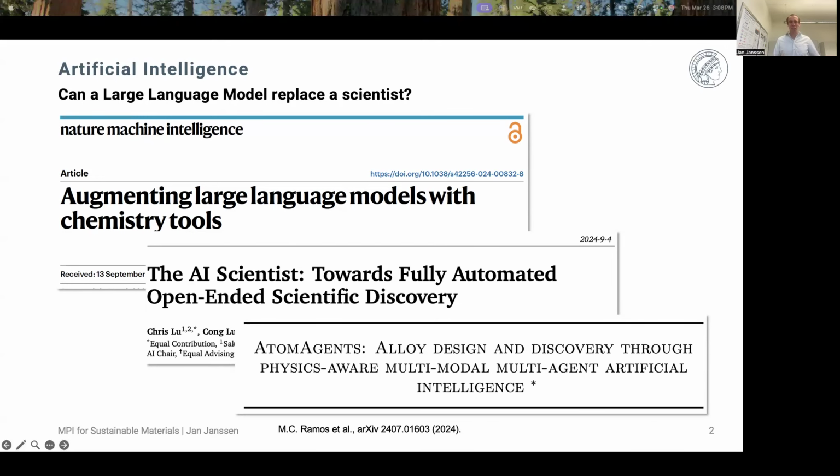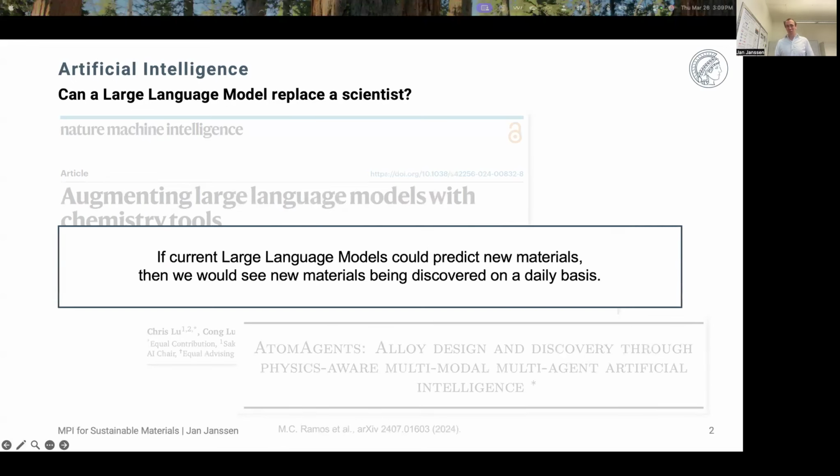Or maybe to see it a bit differently: if these papers were already as good as they claimed, we would see new materials being predicted on a daily basis. As we don't see that, I think there's still a lot of room that we can fill as material science experts, bringing our knowledge together with the machine learning community and seeing what is still missing, and how we can in future get closer to jointly developing new materials through a combined approach of machine learning and material science.